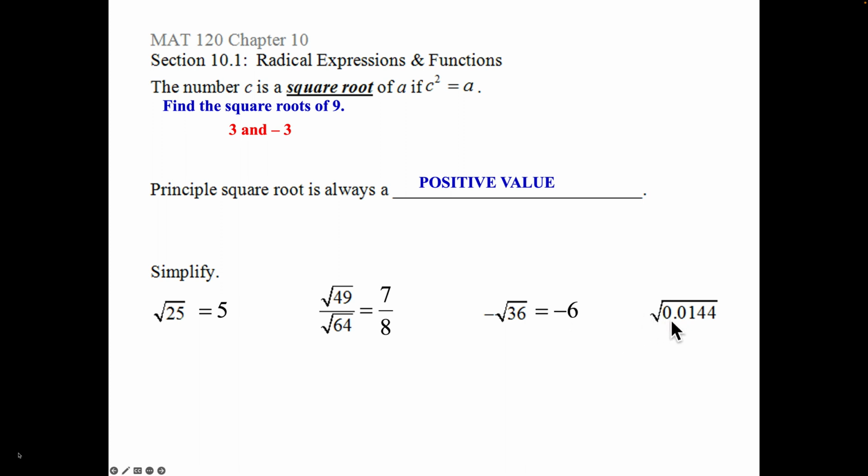The square root is 0.0144. You don't need a calculator. When you work with decimals and square roots, you have to have an even number of decimals. All right? So think of this as 144. And the square root of 144 is 12. Since you have 4 decimal places, that will be cut in half to 2 decimal places. So your answer will be 0.12. If this was the square root of 0.144, you couldn't do this by hand. You'll have to go to your calculator.